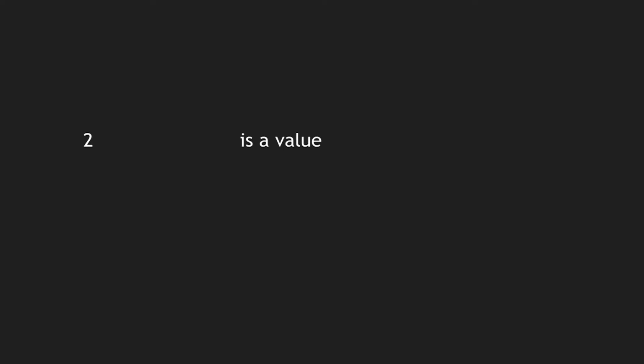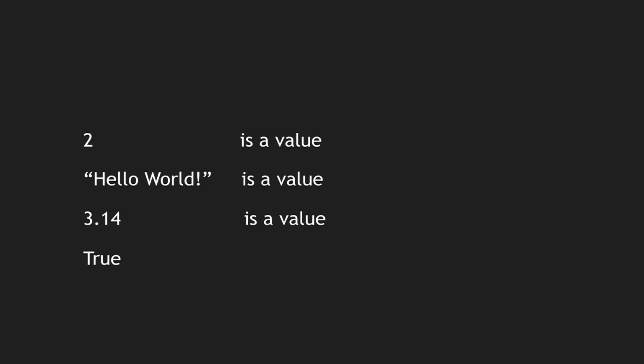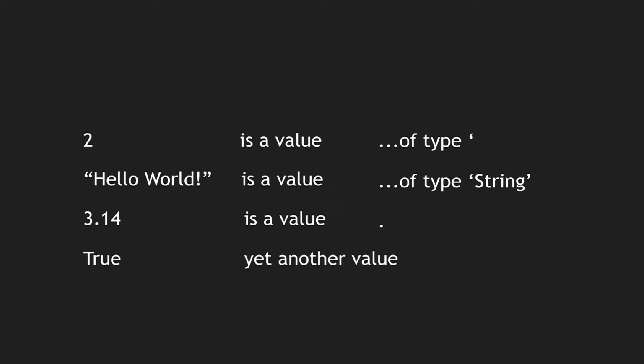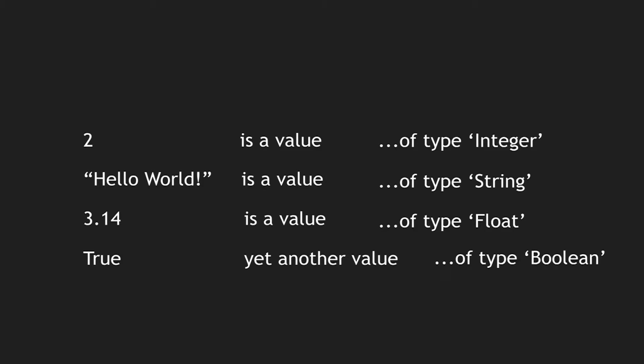2 is a value. Hello world is a value. 3.14 is also a value. True is yet another value, but they are of different types. There are strings, there are numbers which have different types such as integers and floats, and there are also booleans.